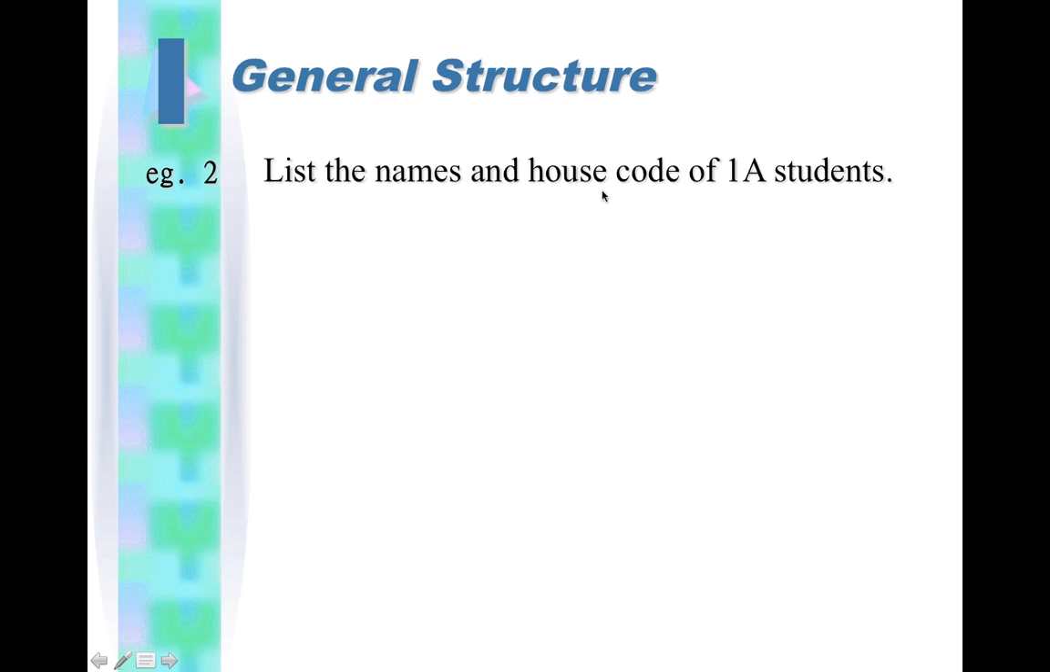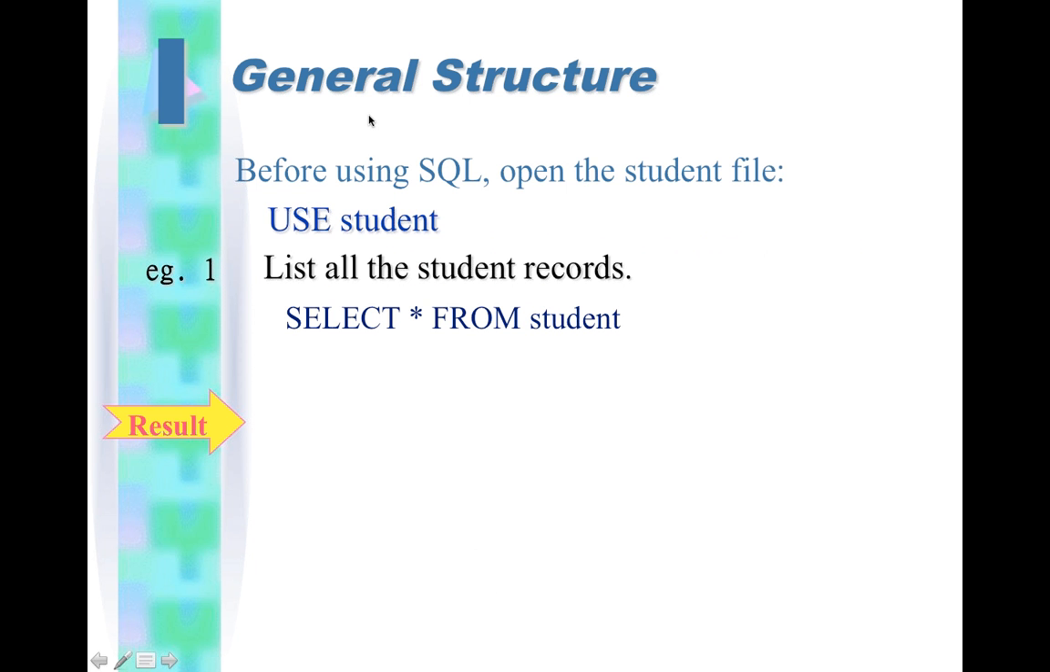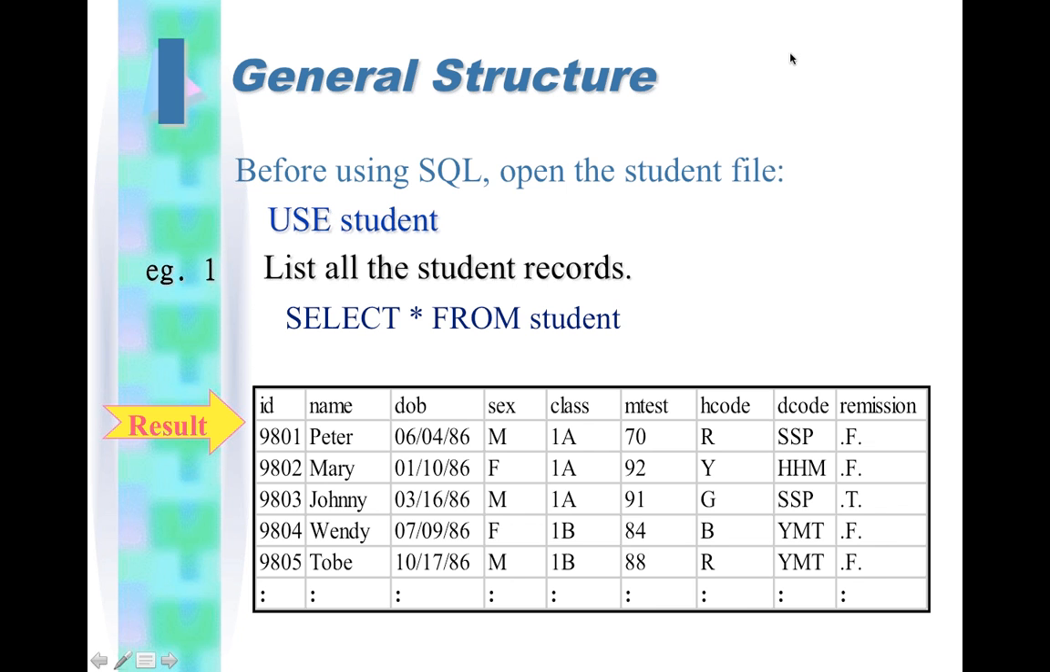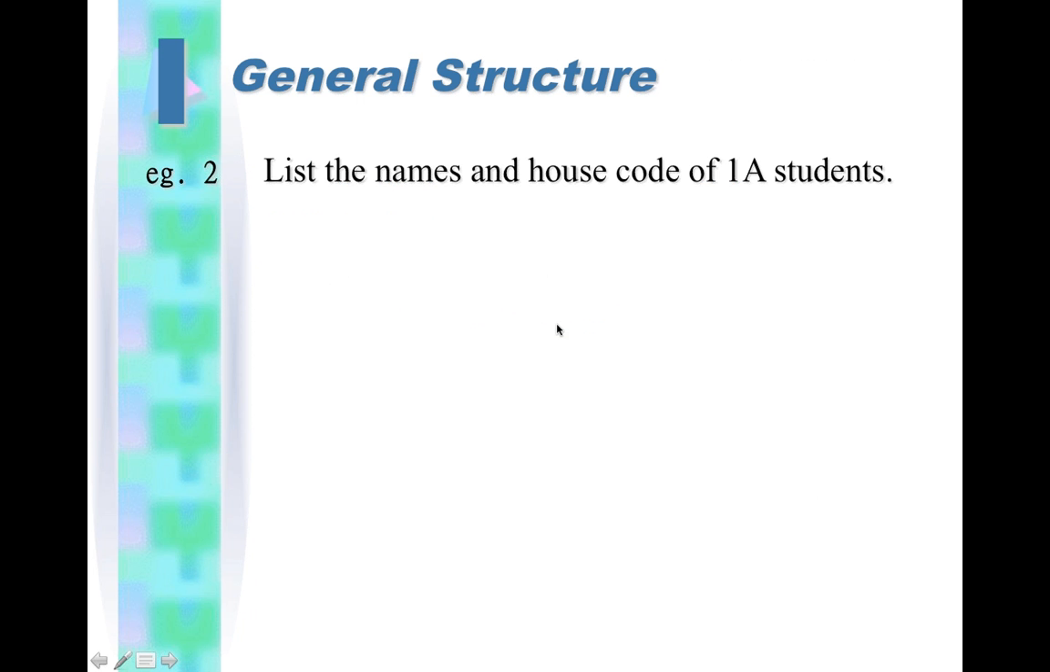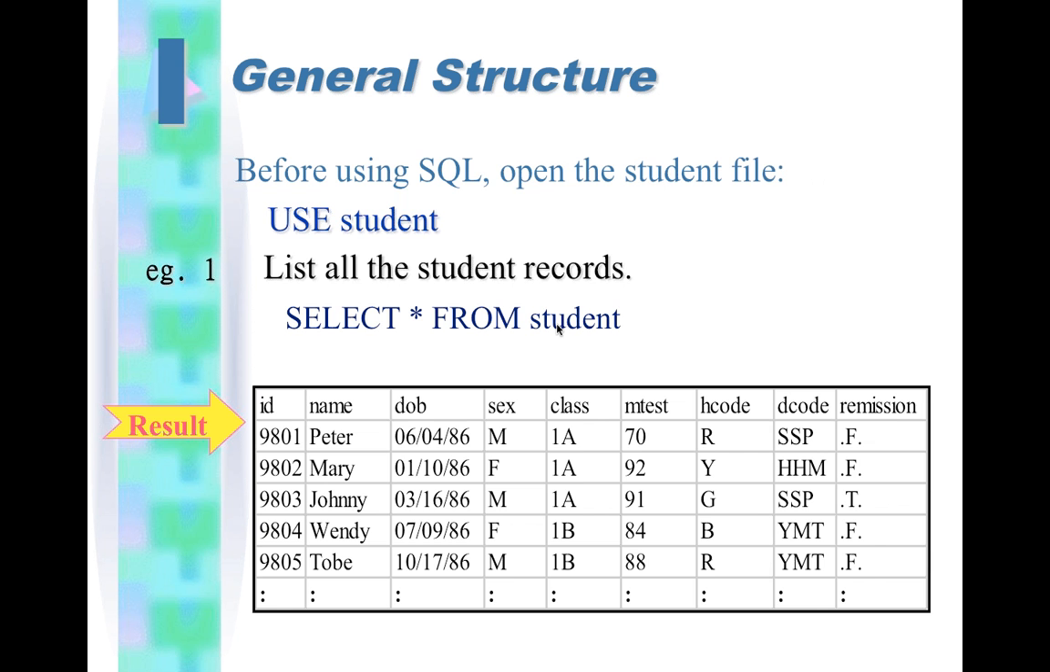That means list names. So if this is a table structure, how is our query going to be? Let me go back to the table structure. So this is our table structure. Now from this, can one of you tell me how to list all the students whose house code is 1A, or what is the condition here? List all the names and house code of 1A students. That means 1A is class. So select all the students whose class is 1A, name and house code I need. How are you going to write the select query? Can one of you tell me?